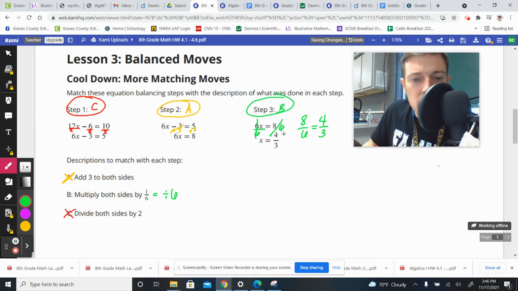We need to be able to recognize those steps, describe those steps, and see them in shown work. And that's one of the skills I expect moving forward.